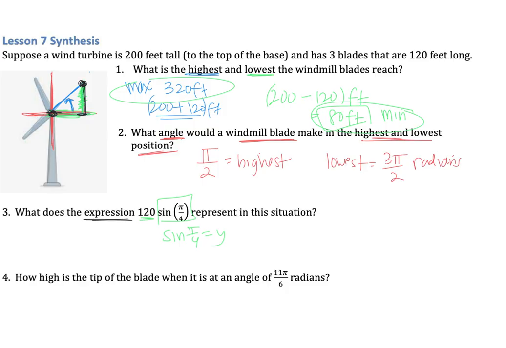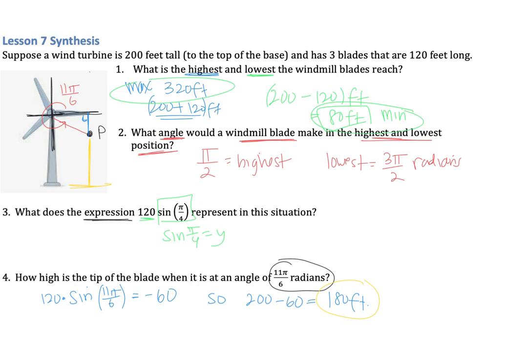And how high is the tip of the blade when it is at an angle of 11 pi over 6 radians? I would love for you to calculate that on your own, and then you can unpause and check it with me. So calculate that first on your own, then unpause and check it when you're done.